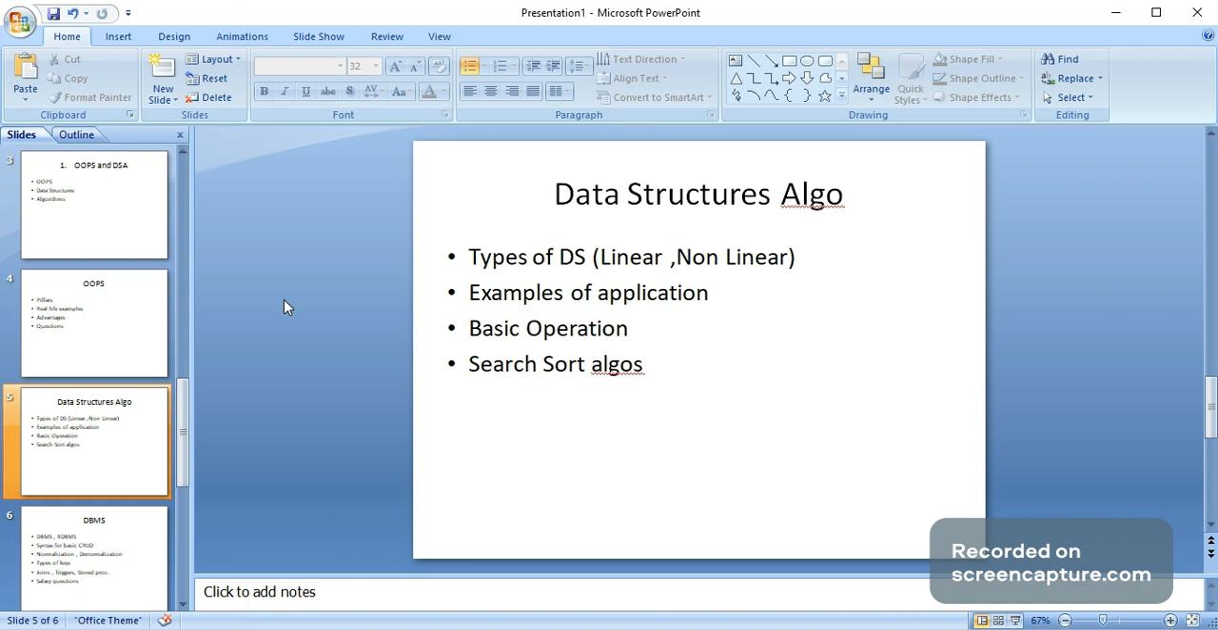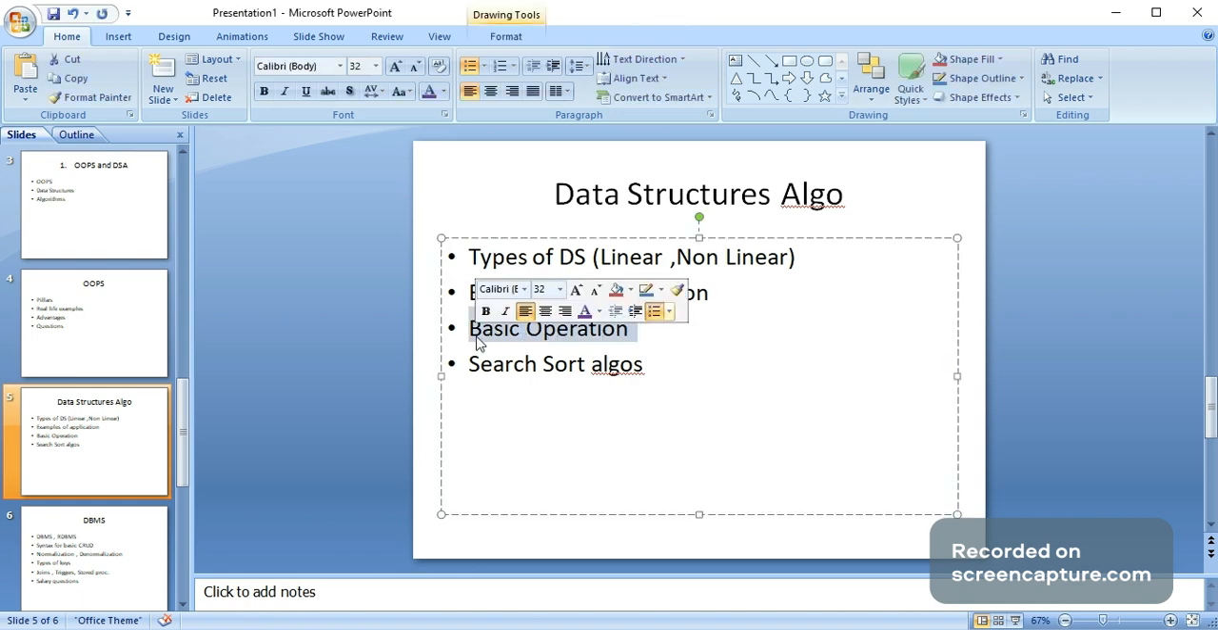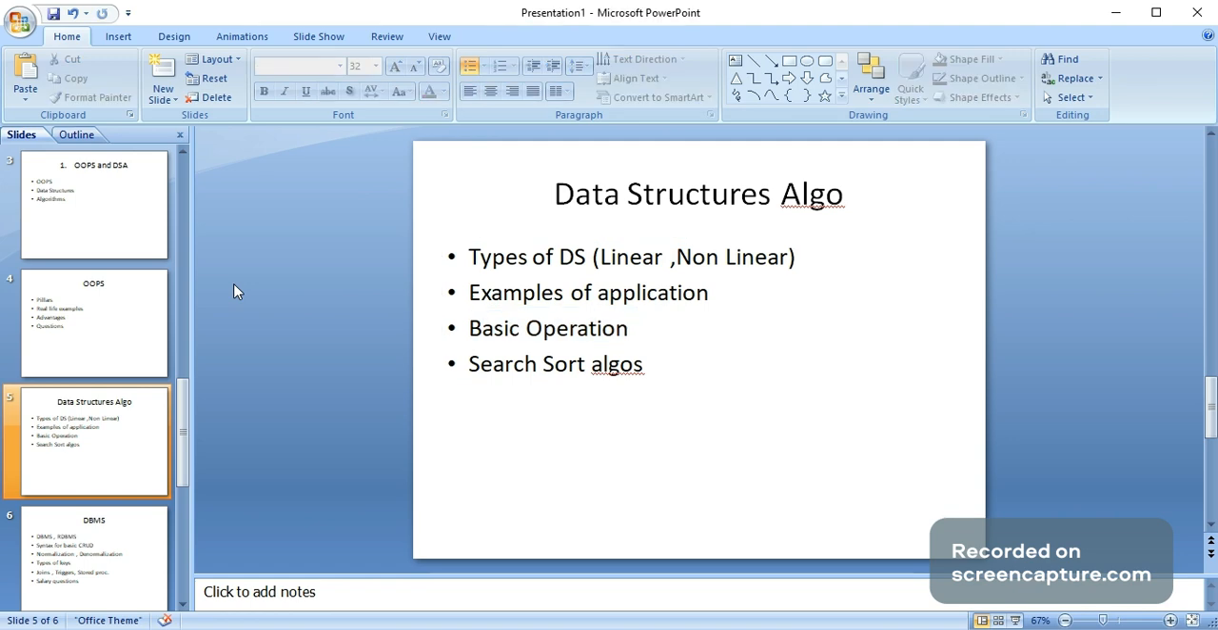For example, you have learned stack, so find out what are the applications of stack in real life. Then queue, what are the applications of queue in real life. And also prepare, now in data structures, please prepare for basic operations. Like in stack we have pop, push.